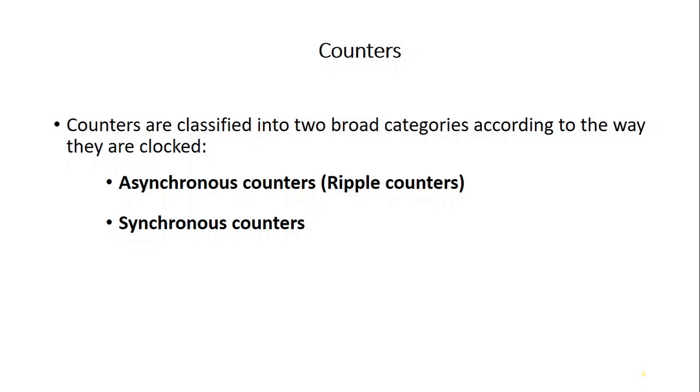In the previous session, we have seen what is a counter and which are the two different types of counters. As we have seen, there are two types of counters: asynchronous counters, also called ripple counters, and synchronous counters. And we have discussed the design of a ripple counter in the last session.